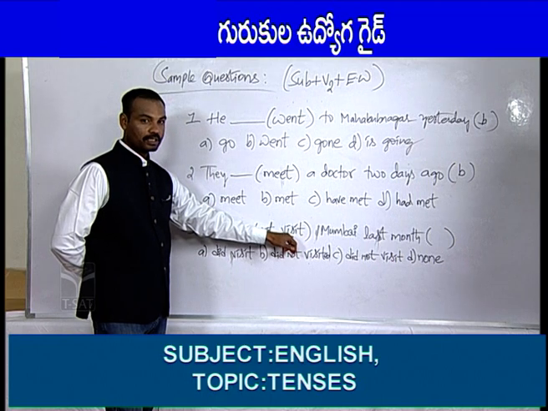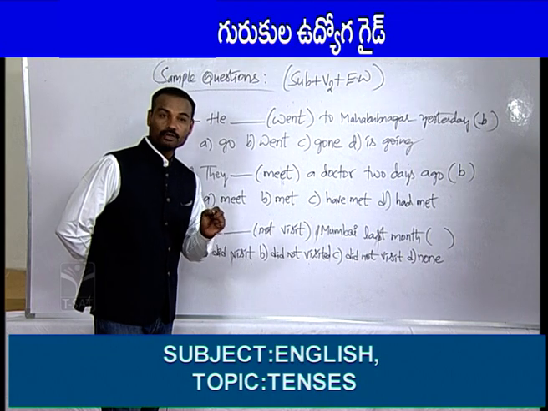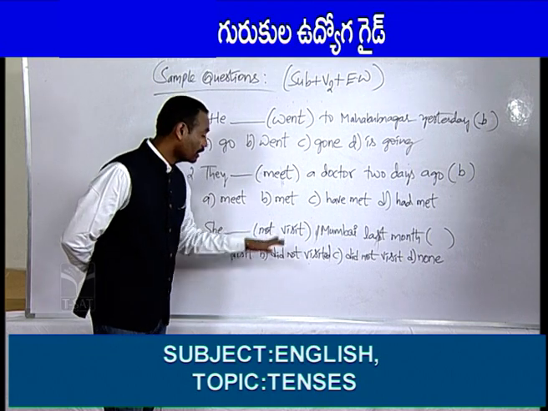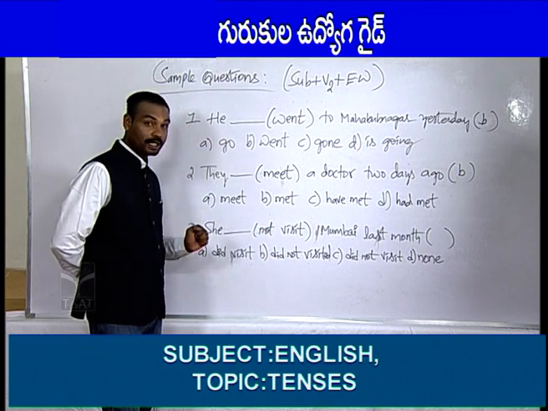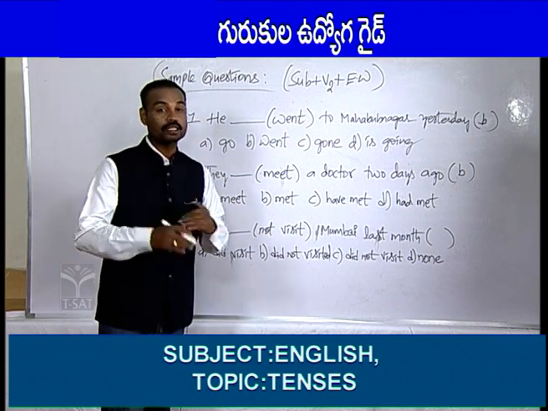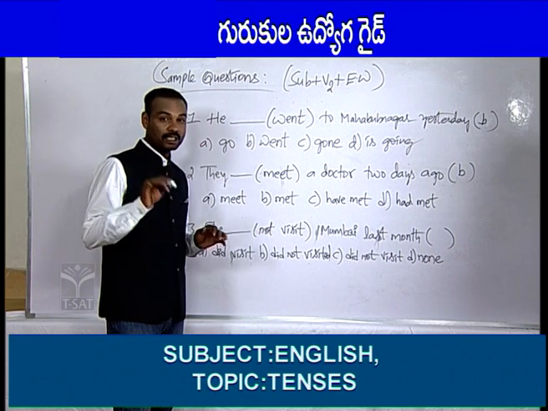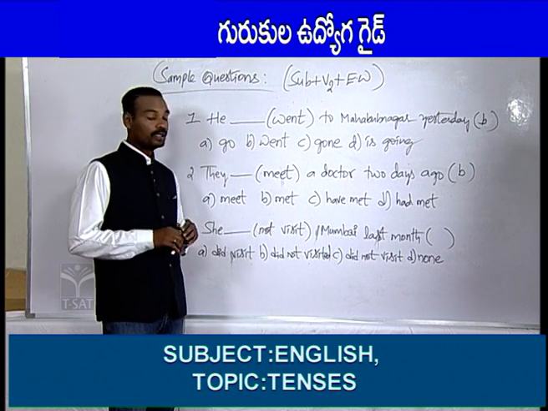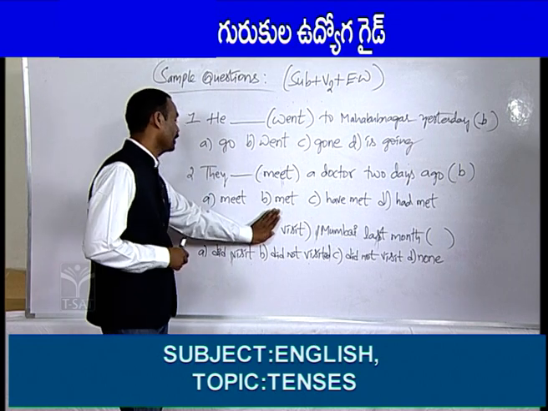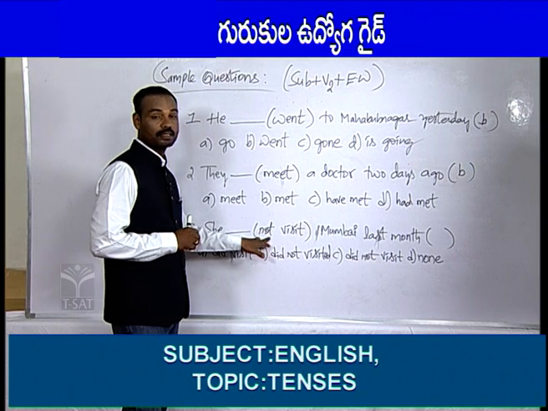This is simple past. Visited we should use. If it is a positive sentence, the verb must be in the second form, visited, but it is in the negative. So, in negative sentences, in simple past tense, we should not use the second form of the verb. So, we should use did not visit. Did not visit is the right answer. If it is a positive sentence it will be like this, visited, but not is there.